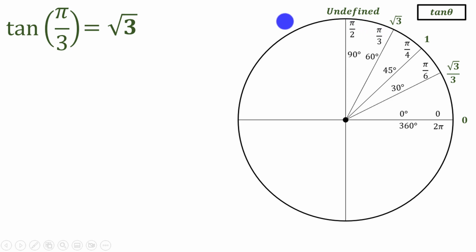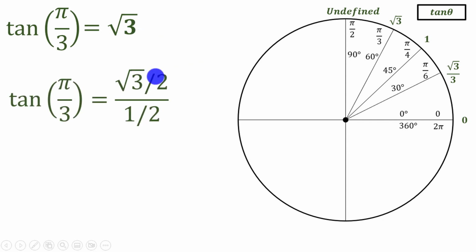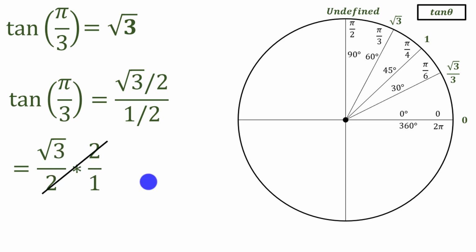Alternatively, if you're not sure or you don't remember that tangent of pi/3 is the square root of 3, you can just take sine over cosine. Sine of pi/3 is square root 3/2, and cosine of pi/3 is 1/2. You can reciprocate and multiply so that we have square root 3/2 times 2/1. The 2's will cancel, and you will get the square root of 3.